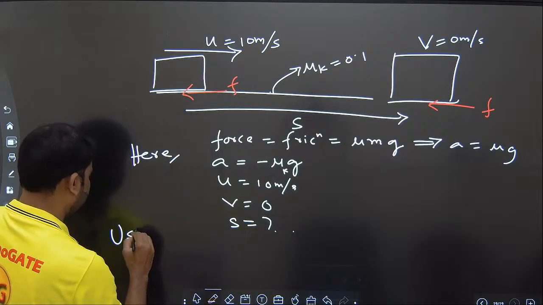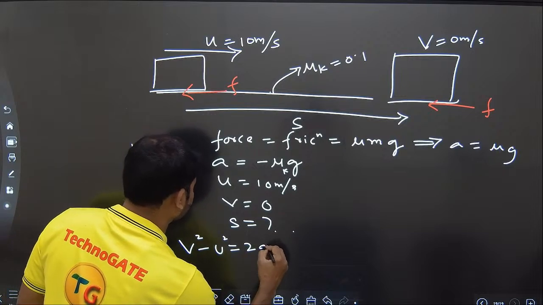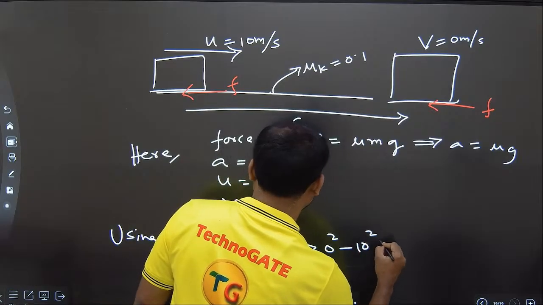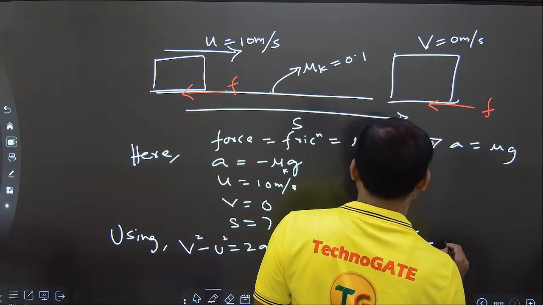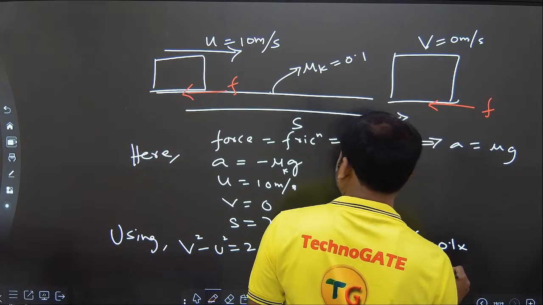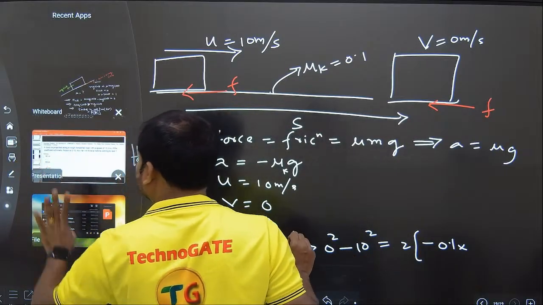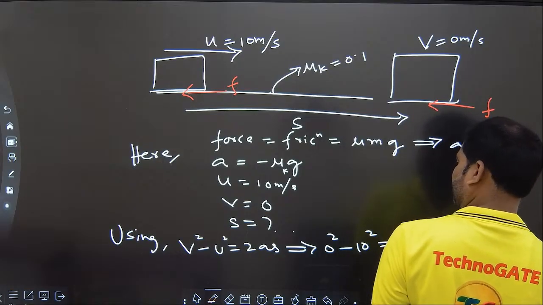So simply using v square minus u square is equal to 2as. 0 square minus u square, that is 10 square, is equal to 2 into minus mu k, mu k is 0.1, into g. The g value is given in the question; if it is not given, we take 10. It will make it simple because all the figures and options are round numbers.